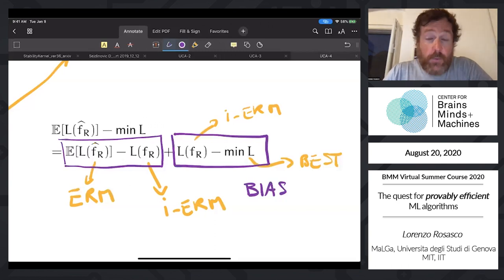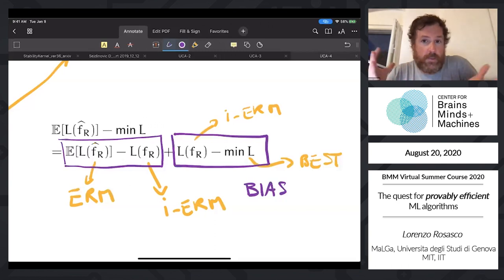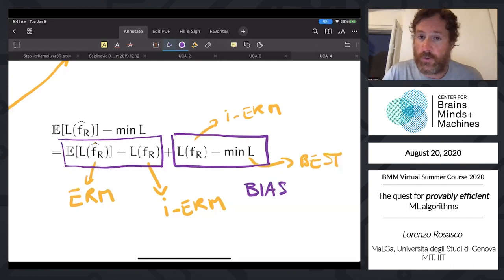It will not depend. It will not be a stochastic quantity. It will not be a probabilistic quantity, a random variable, but it will depend on the true distribution. Okay.